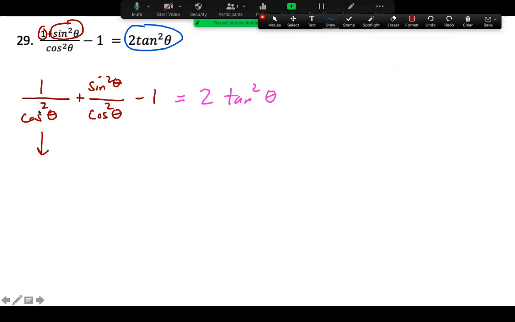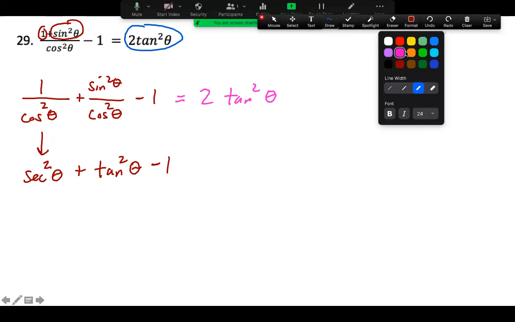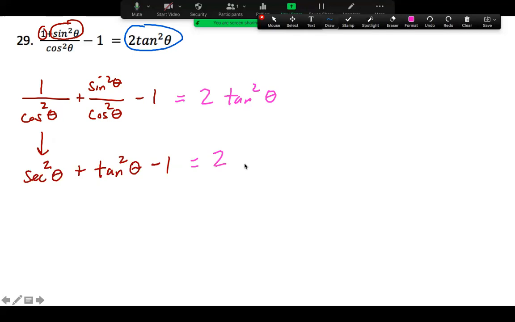Well, that's a reciprocal identity. I know I can always replace 1 over cosine with secant. So that's secant. Since cosine was squared, secant must be squared. 1 over cosine is secant. Plus, well, let's see, what do I know about sine over cosine? Oh, that's the quotient identity. Sine over cosine is always tangent. So that's tangent squared, since those were squared. Bring down my -1, and that stuff has to ultimately look like 2 times tangent squared theta.